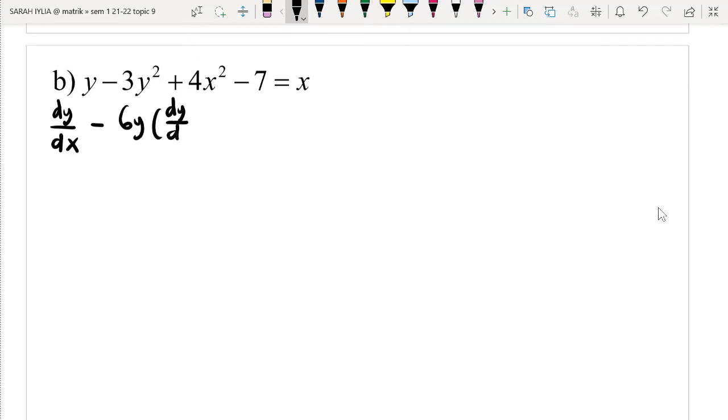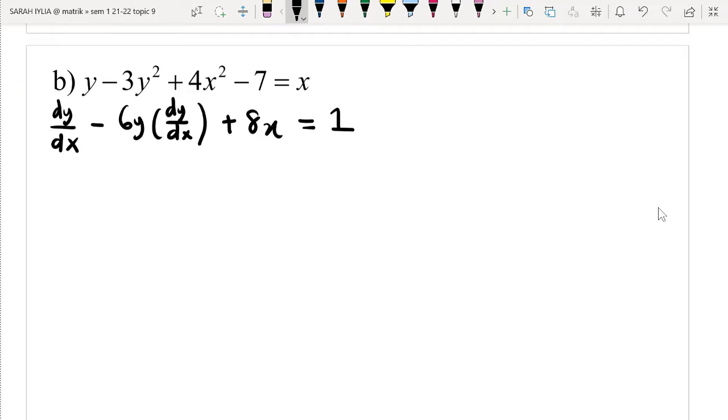Kenapa dia ada dy dx? Because we differentiate variable y with respect to x. Adalah extra kat belakang tu. Okay, next one. Differentiate 4x squared, we get 8x. Differentiate 7, we get 0. Differentiate x, we get 1.